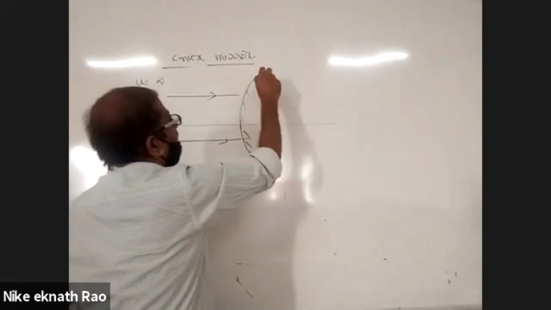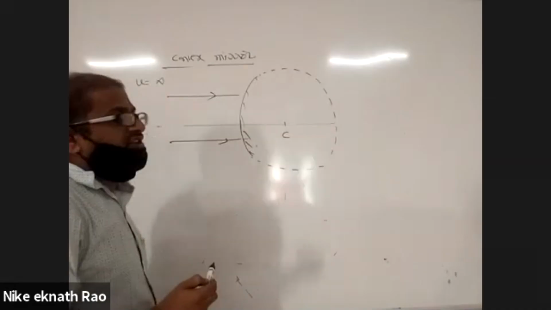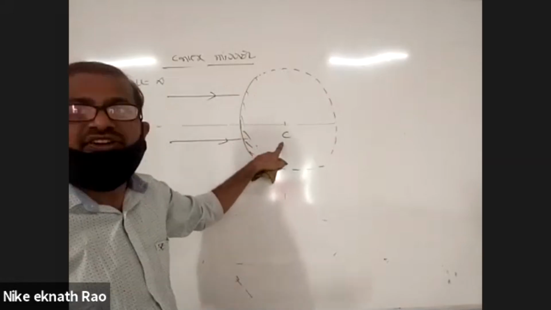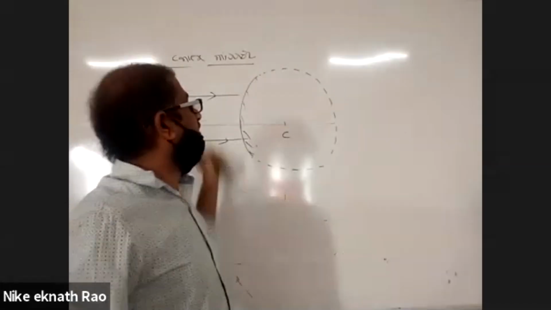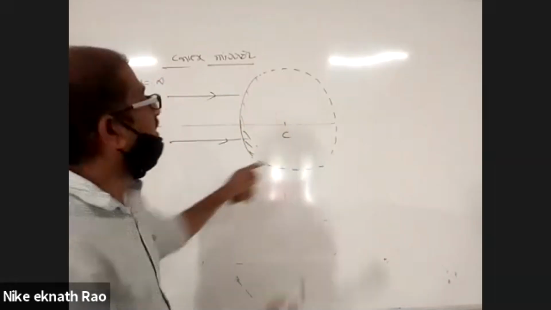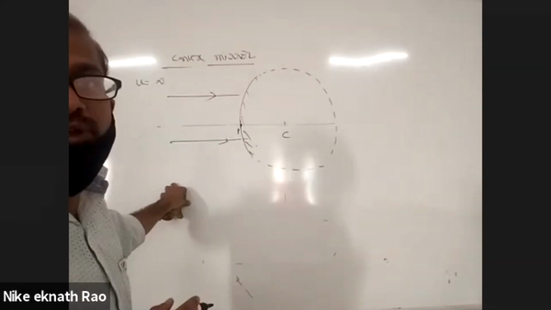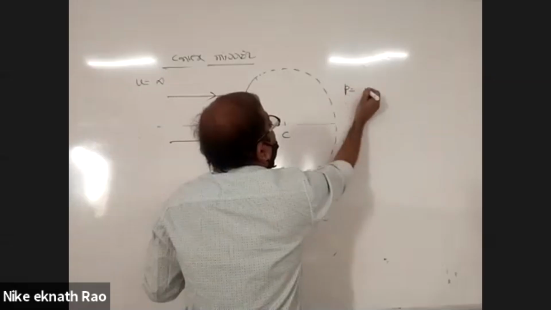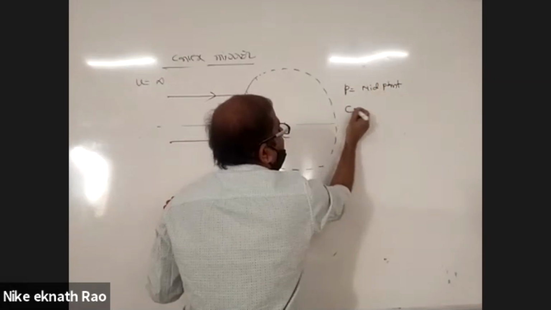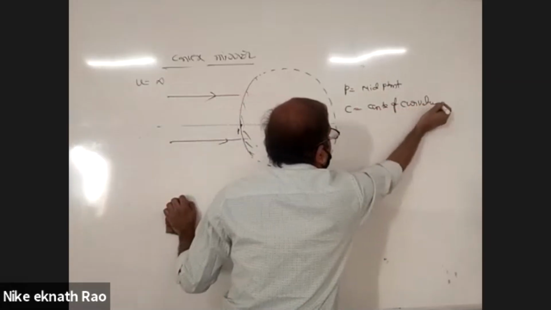So if I complete a complete sphere here like this, the center will be somewhere else. Center of the sphere of which this particular mirror is a part is called its center of curvature, and the geometrical midpoint of this mirror is called pole of the mirror. What is P? P is called midpoint, geometrical midpoint. C is what? Center of curvature.